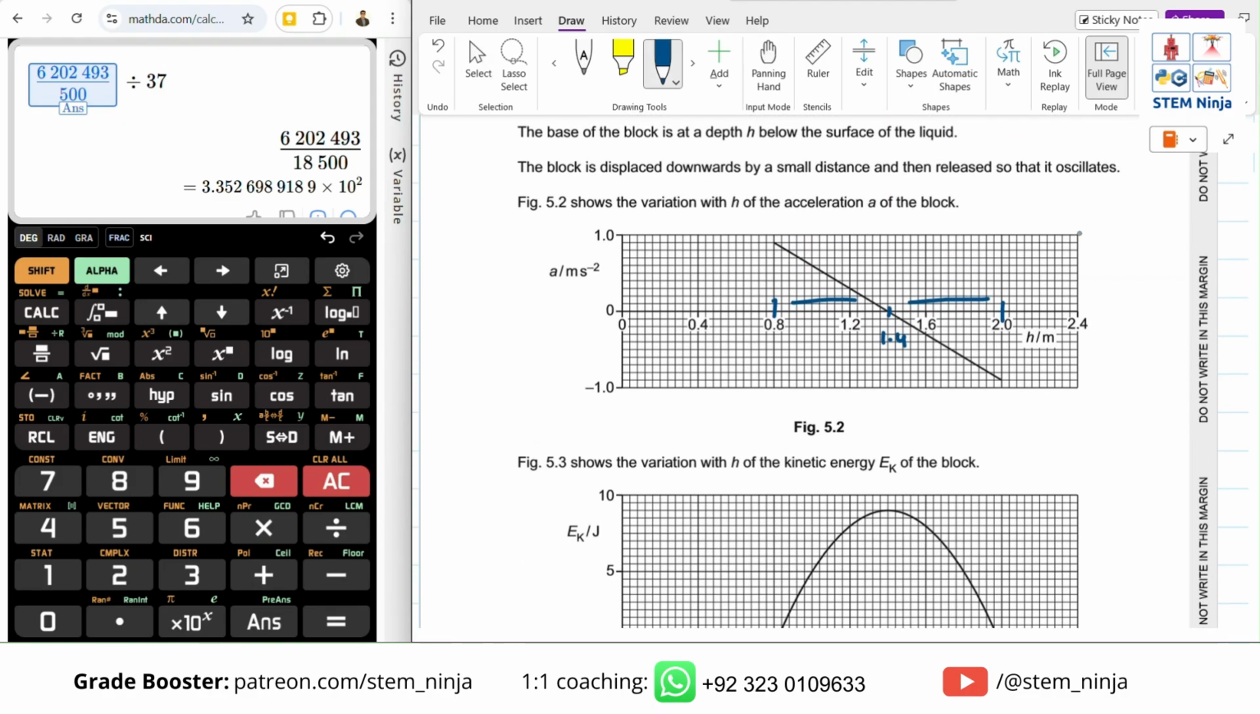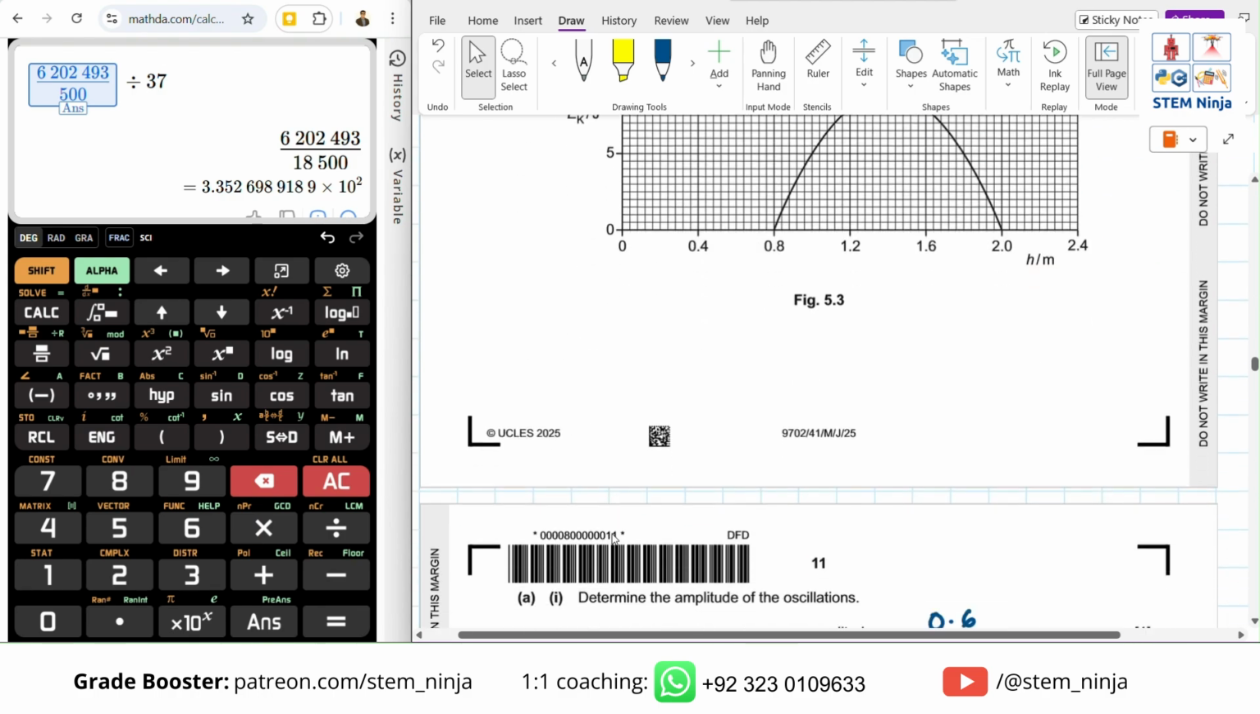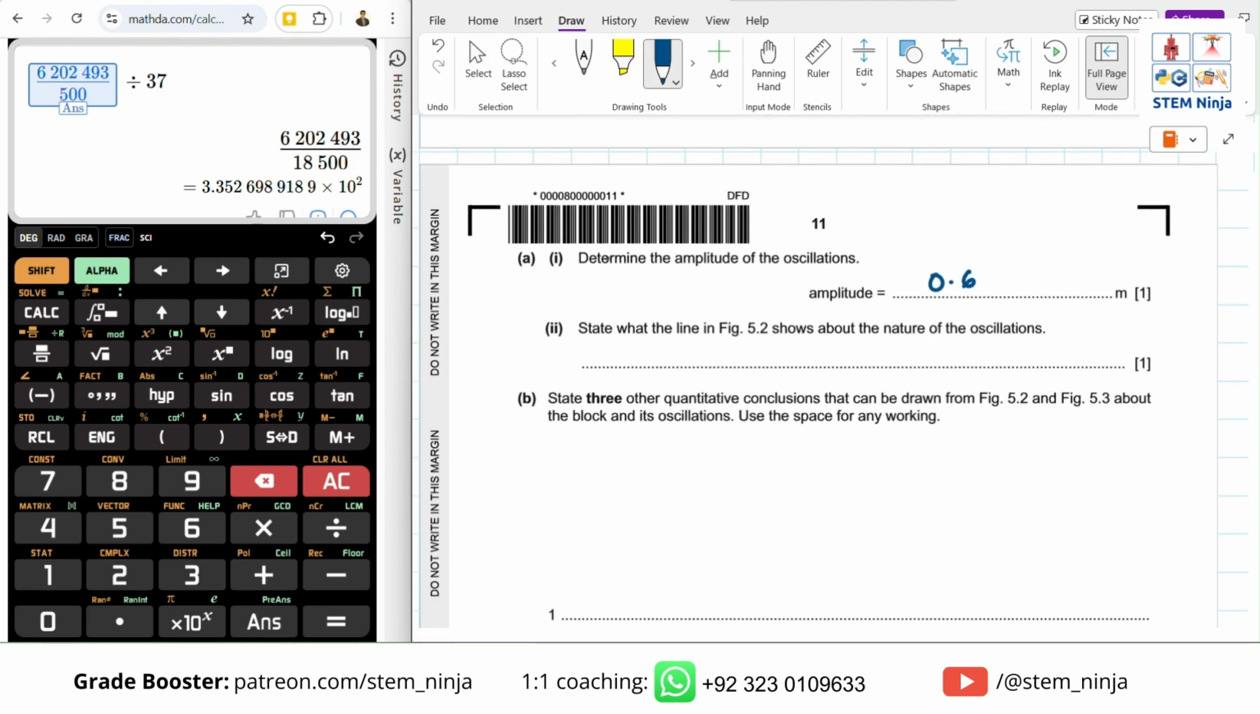This actually shows that the acceleration is directly proportional to displacement, or it actually shows that the acceleration or the motion of the block is simple harmonic. They said nature of the oscillations, so the oscillations are simple harmonic.